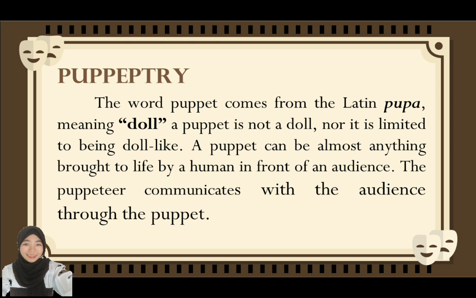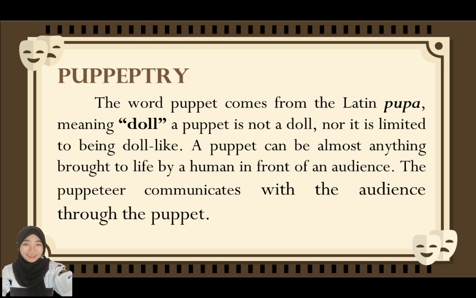So basically, puppets are objects or figures controlled by a puppeteer. And a puppeteer is the person who controls the puppet to represent characters or convey stories. While the word puppet comes from the Latin pupa meaning doll, puppets are not simply dolls. They are dynamic, often used to perform actions, express emotions, and engage an audience through movement and voice.